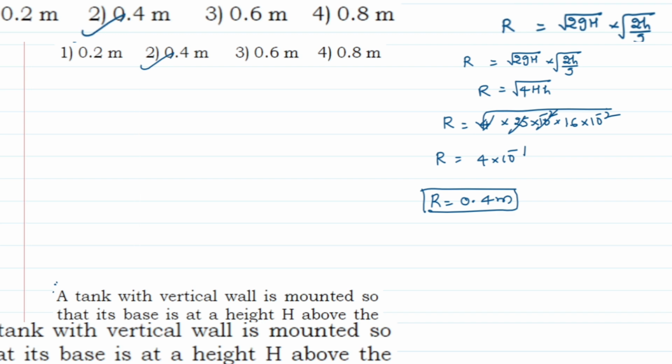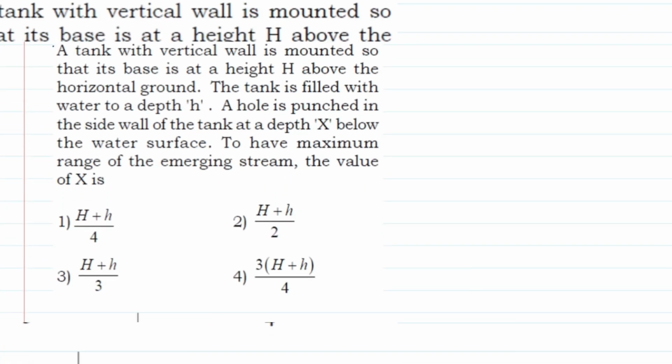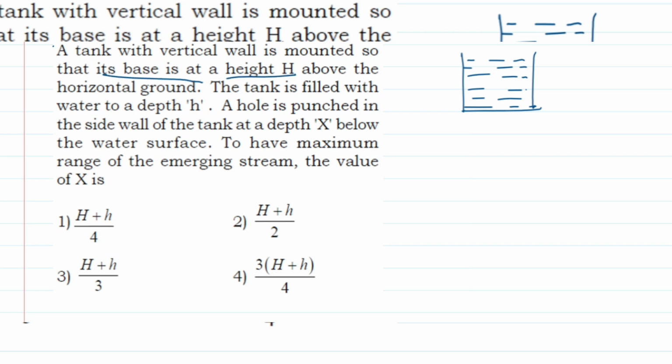Now look at the next question. A tank with a vertical wall is mounted so that its base is at a height given as capital H above the horizontal ground. Tank you are placing, and of course it's filled with the liquid. So this is the base you can take, it is about the height given as capital H.